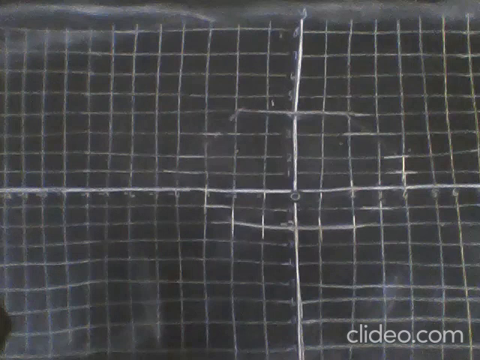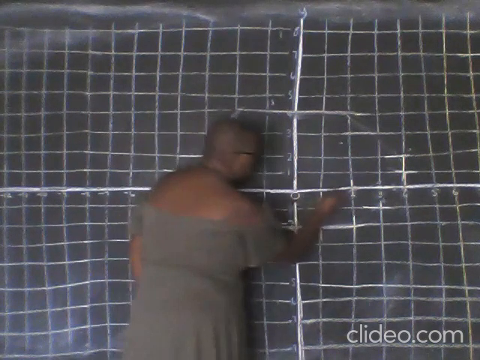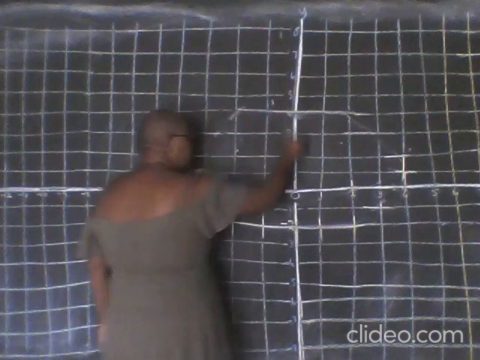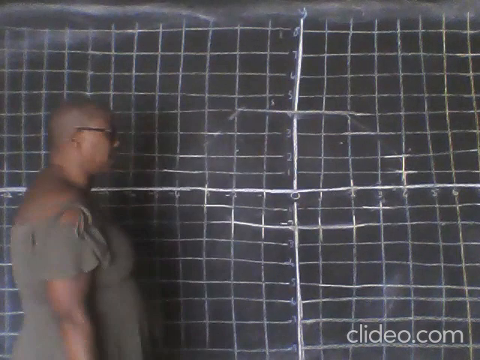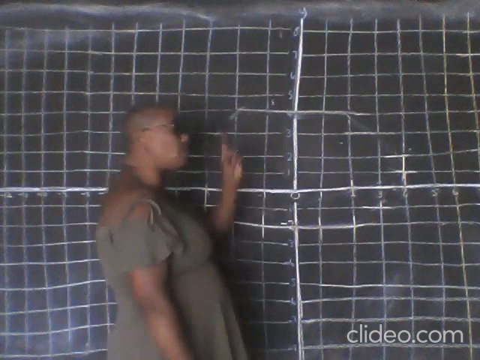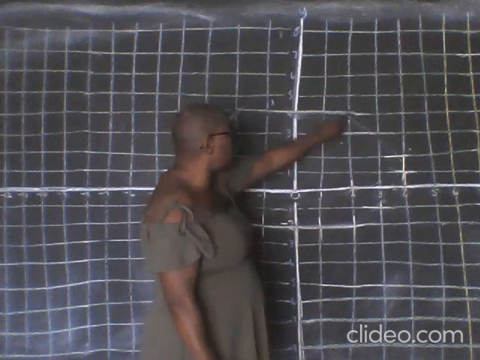Let's start. So our first coordinate is x is 2 and y is 4. This here, the horizontal line, is the x-axis. This vertical line is the y-axis. It's always been like that. It will be like that. So we have our first coordinate, which is 2 and 4. So x is 2 and y is 4.